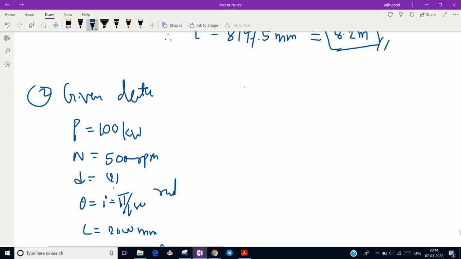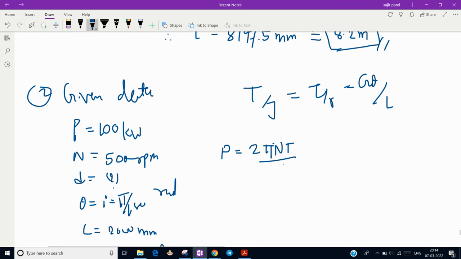So we know the torsion formula, T by J is equal to tau by R is equal to G theta by L. I hope you know the usual notation, meaning what is T, J, tau and R, so I'm not going to explain. First of all we have to find torque. Torque can be found out from power. Power is equal to 2 pi NT divided by 60,000 if power is given in kilowatt.